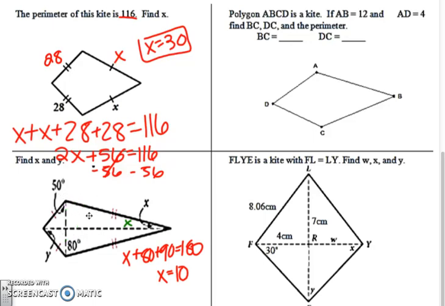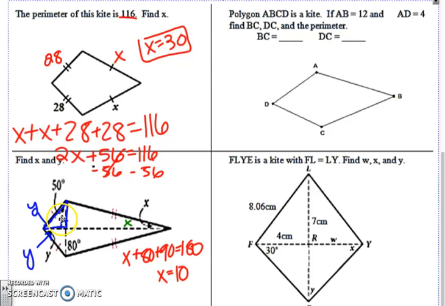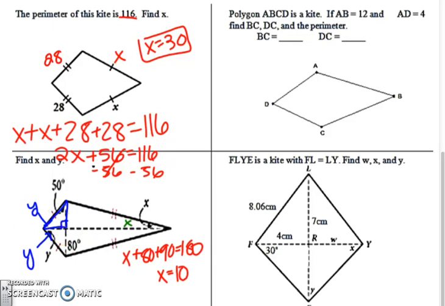So same thing. This measure right here is Y, which is also right there. So we could use this knowledge of a triangle, knowing that this left angle is Y and this top angle is 50 and the bottom is 90. So I could say Y plus 50 plus 90 equals 180. Or you could just do 180 minus 90 minus 50 to get that Y is going to be 40.